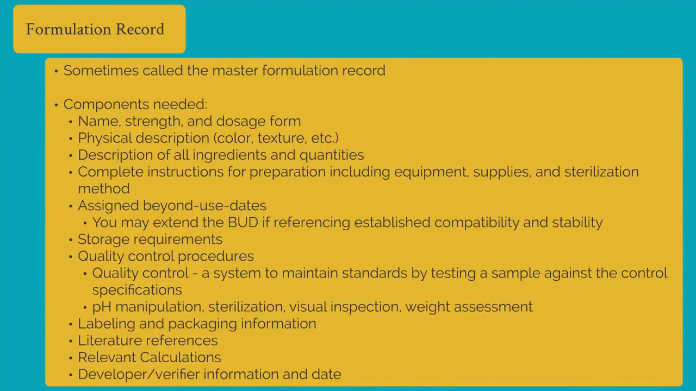Quality control is a system to maintain standards by testing a sample against the control specifications. So this may mean if you're making a cream, testing a little bit of the cream against a control cream to make sure that it was up to the right quality to dispense. It can include pH manipulation, sterilization, visual inspection, and weight assessment just to ensure that the product is actually of high quality. It also requires the labeling and packaging information, the literature references for the compound you made, any relevant calculations you did, and then the developer/verifier information and date.